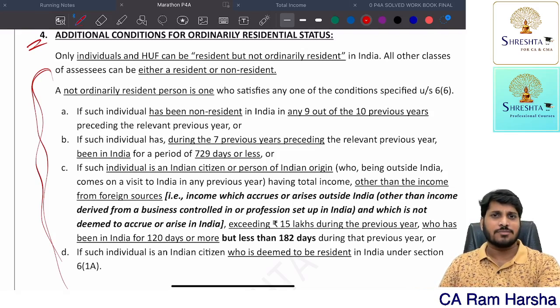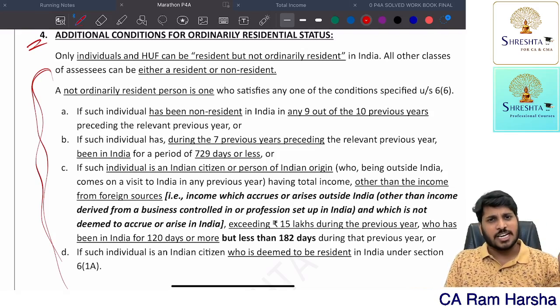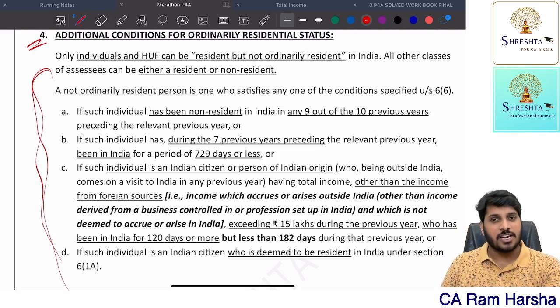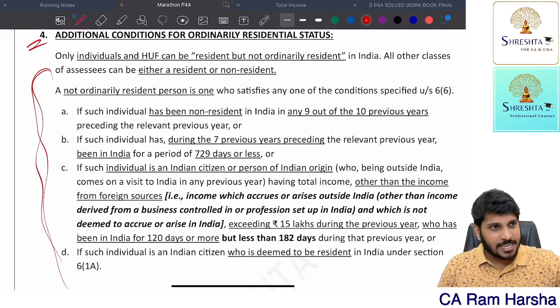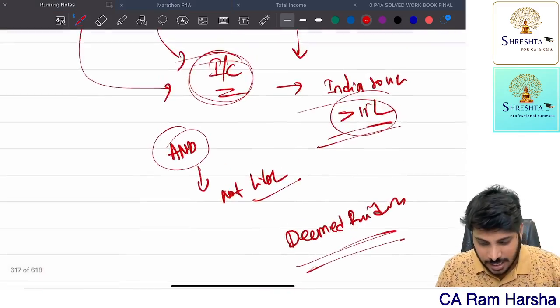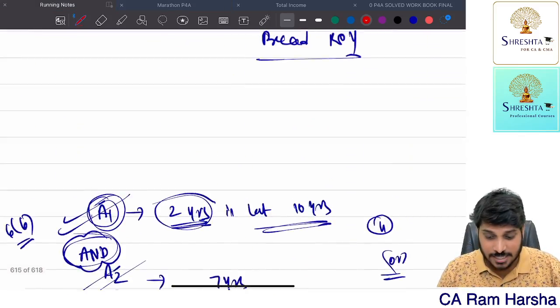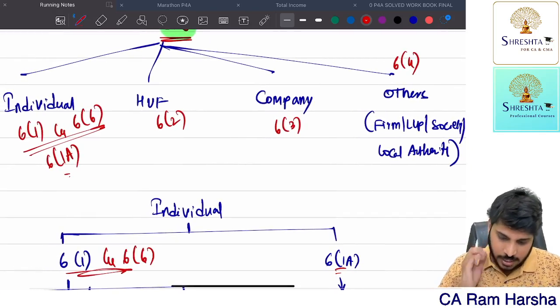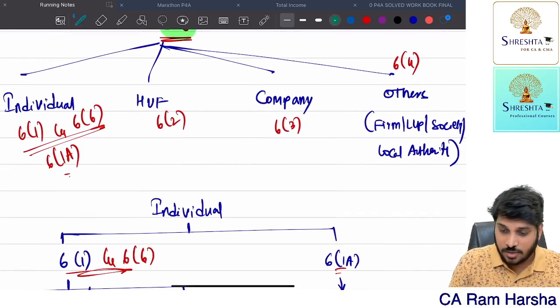Simple, over. Suppose B1, B2 both are not satisfied. 61A, having Indian source income exceeding 15 lakh. Are you Indian citizen? Not taxable anywhere outside India? That's it. You are a deemed resident. Over. So with this, individual residential status is completed.